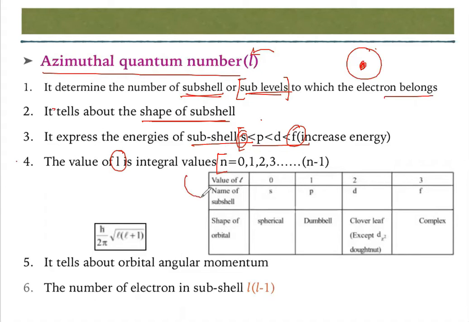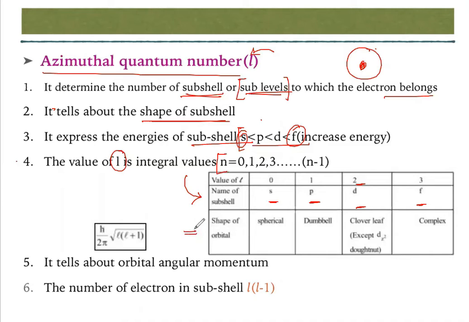Here you can see this table. If the value of l is 0, that is the S subshell. If the value of l is 1, that is the P subshell. If the value of l is 2, that is D, and 3 is F. Further, there are more values, but we won't have to consider them. You have to remember this S, P, D, F throughout your 11th and 12th class.